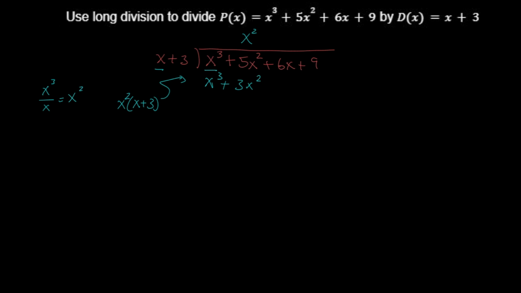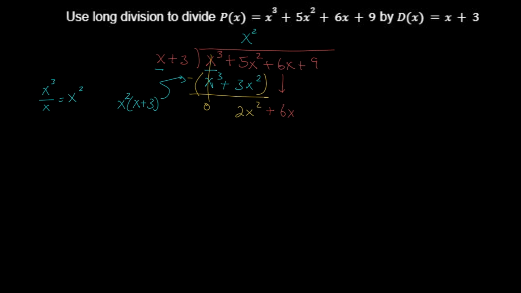Next, just like in regular long division, once we get this product, we subtract. So x to the third minus x to the third, they'll just cancel out and make 0. And then we have 5x squared minus 3x squared, which would be 2x squared. Then, just like in regular long division, we bring our next term down and repeat the process again.